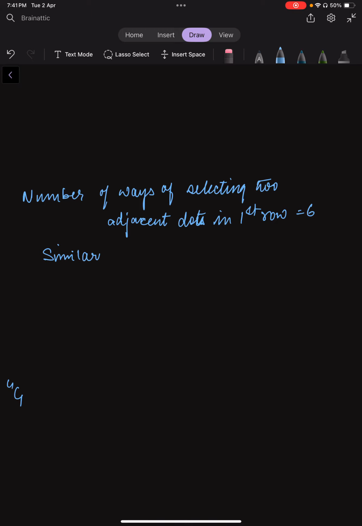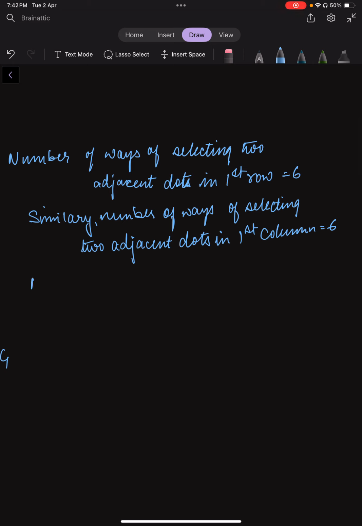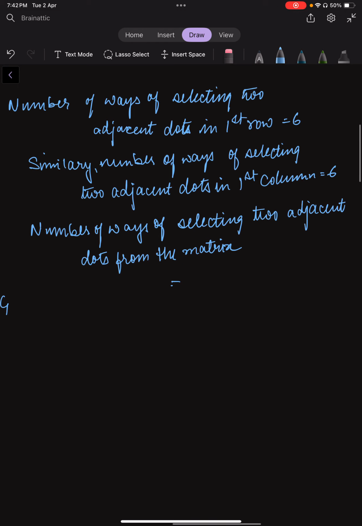Similarly, the number of ways of selecting two adjacent dots in the first column is also 6 because we have 7 dots. So the number of ways of selecting two adjacent dots from the matrix can be given as 6 cross 7 plus 6 cross 7, which is nothing but 84.